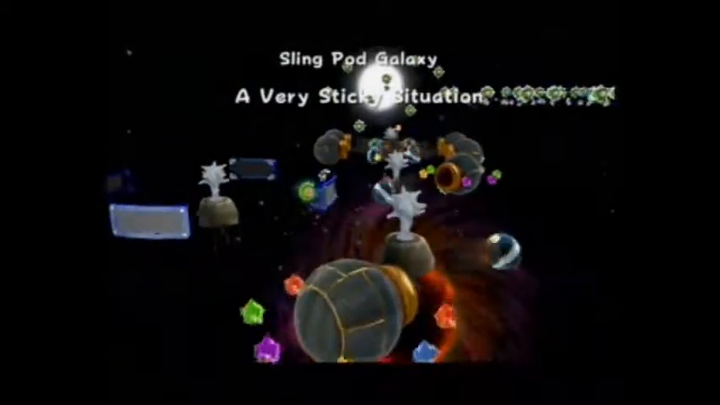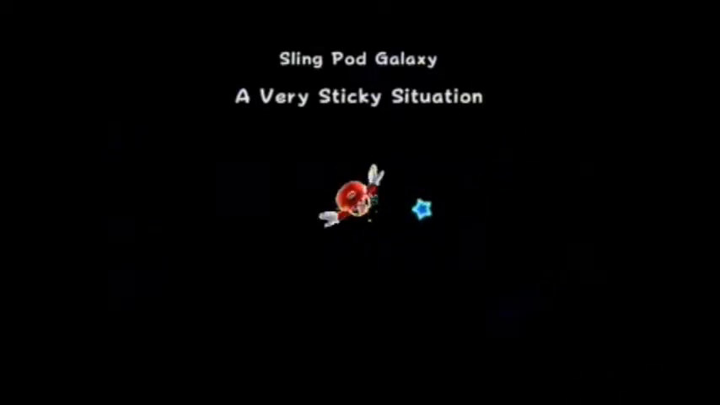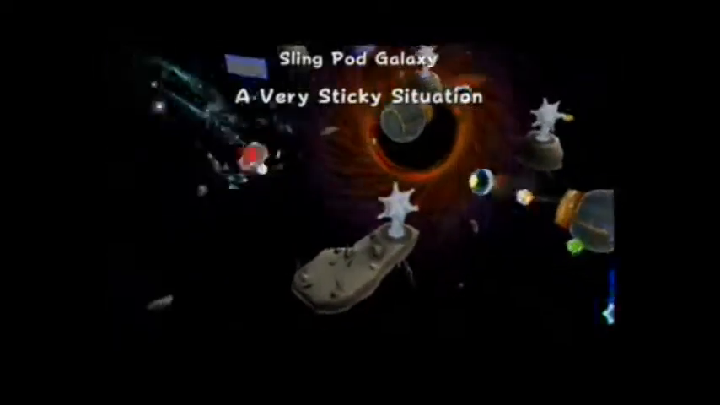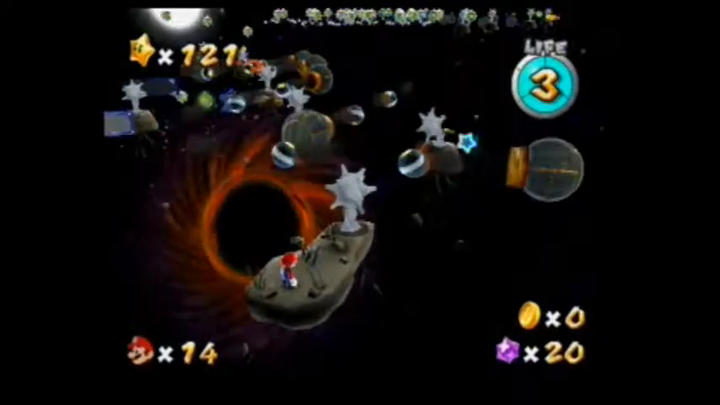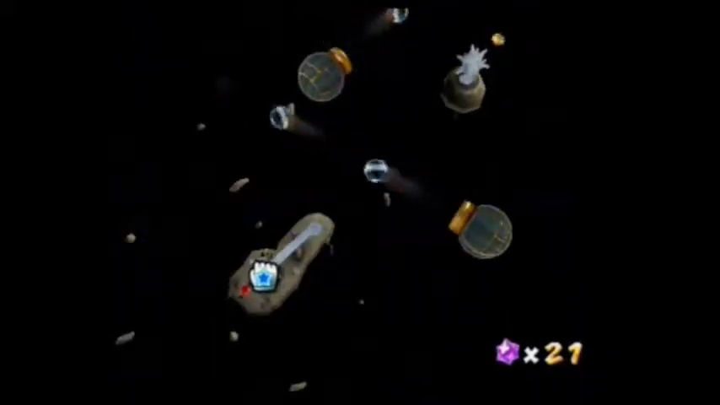But yeah, as you can see here, this place is a little bit of a hot mess. Grab up all the star bits here. Yes. And this is the place here, which, let me just do this here. Nice. Okay. And if you don't aim this just right at the other sling pods, you're done.